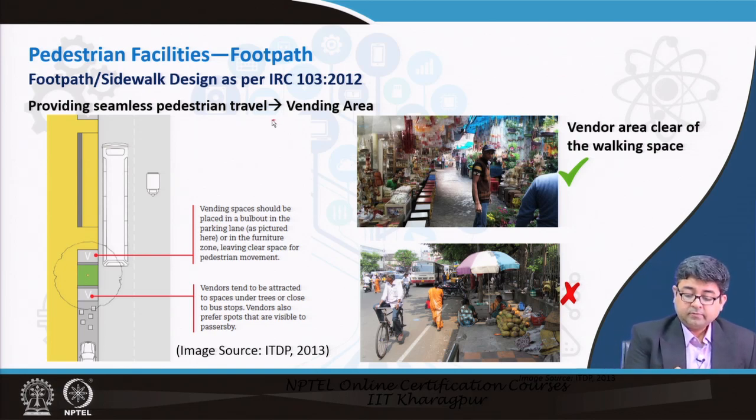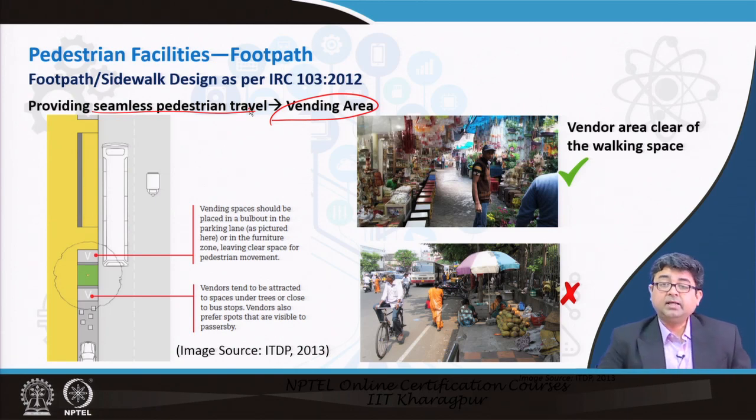Next is the vending area. When you try to provide seamless pedestrian travel, the vending area almost always becomes an obstacle, right. We should not always think that these vendors should be rehabilitated or taken away from here, because vending is their livelihood. So, when we say that they should be rehabilitated, the situation is very complex.